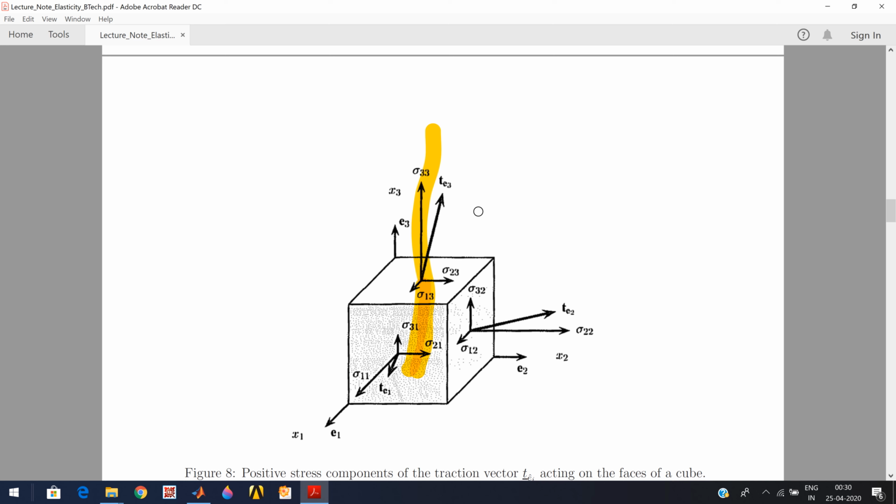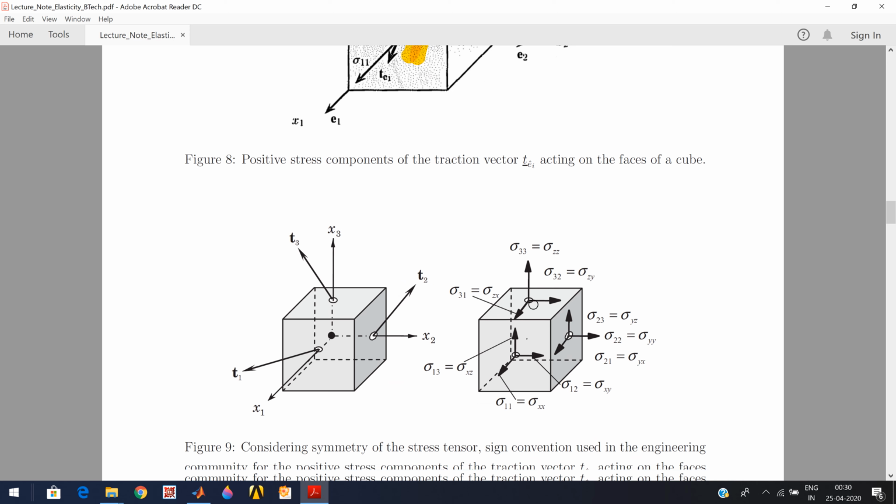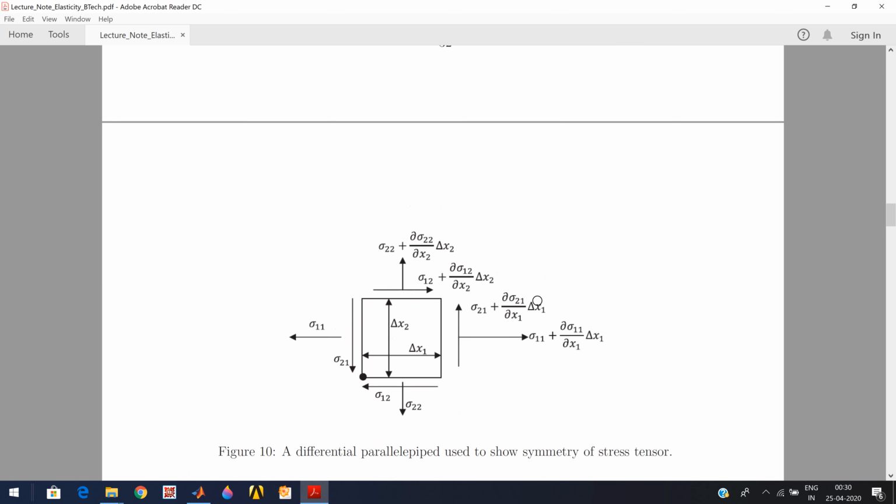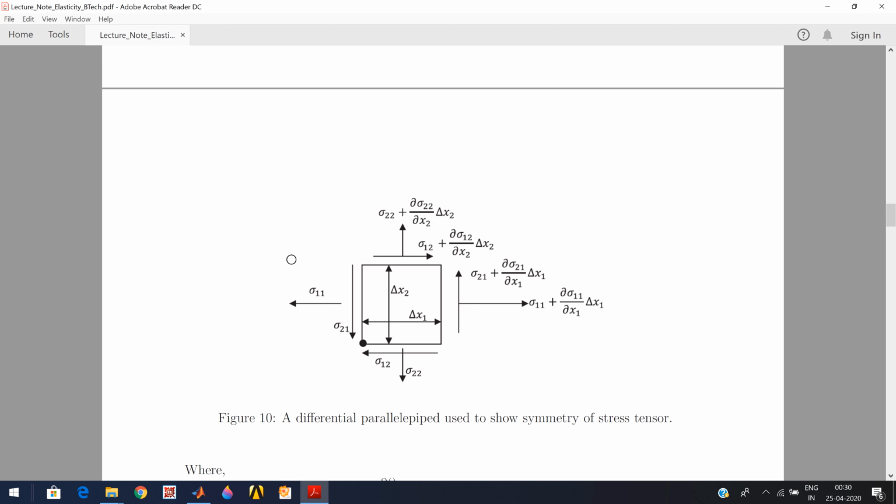So, as the stress components with 3 as an index are not producing any moment, we can very well take, instead of the cuboid, a parallelepiped by showing just this plane perpendicular to this x3 axis. Those components only we can show and see how this moment balance can be done. So this is done here, so that's why there is a differential parallelepiped.